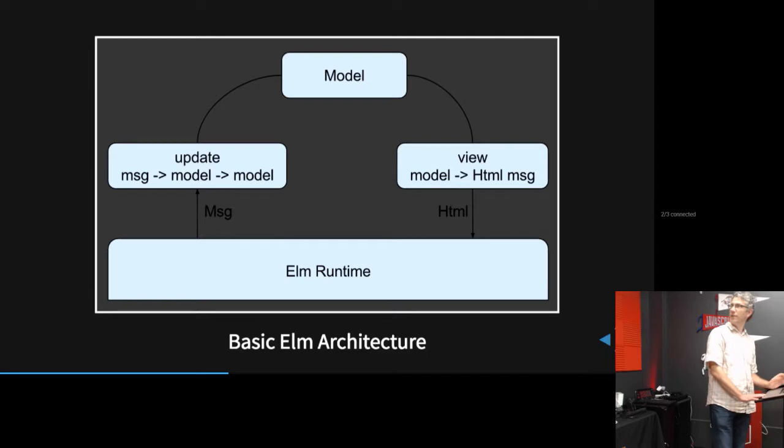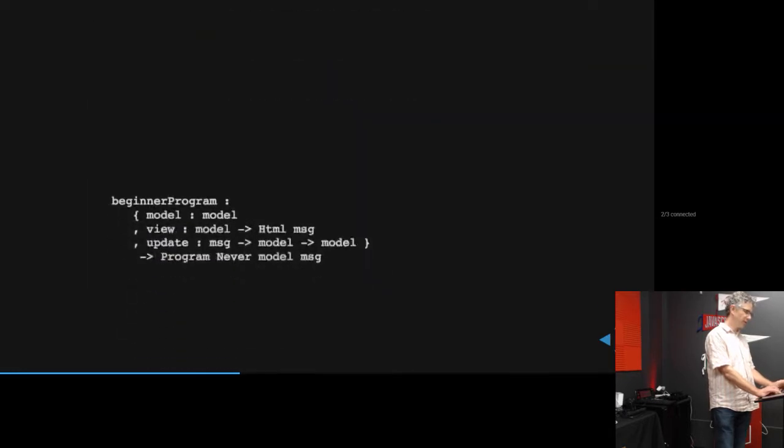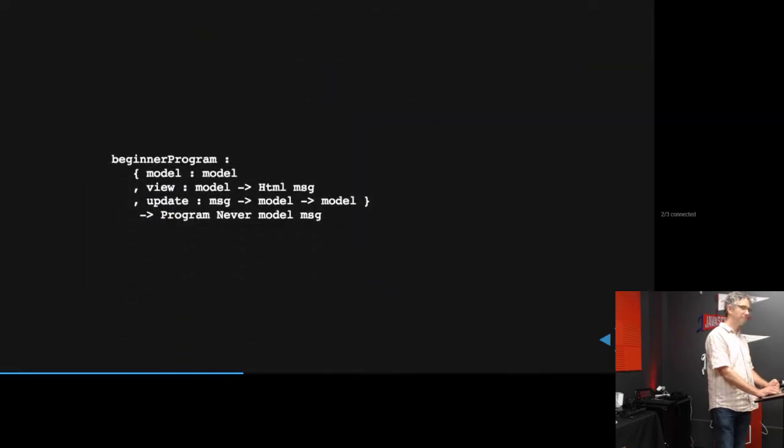So you define the three things at the top. You define a model, which is the structure. You define those two functions, update and view, and you put them all into a beginner program. And you produce a program. There you go. As I mentioned, the function has that arrow pattern.